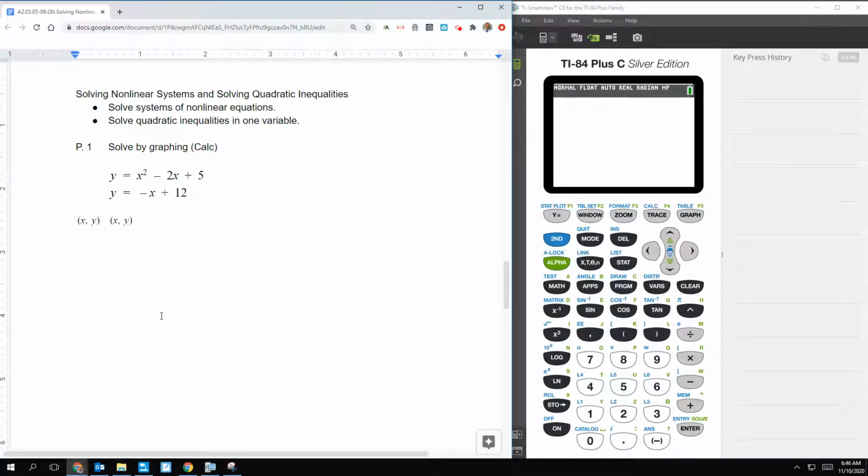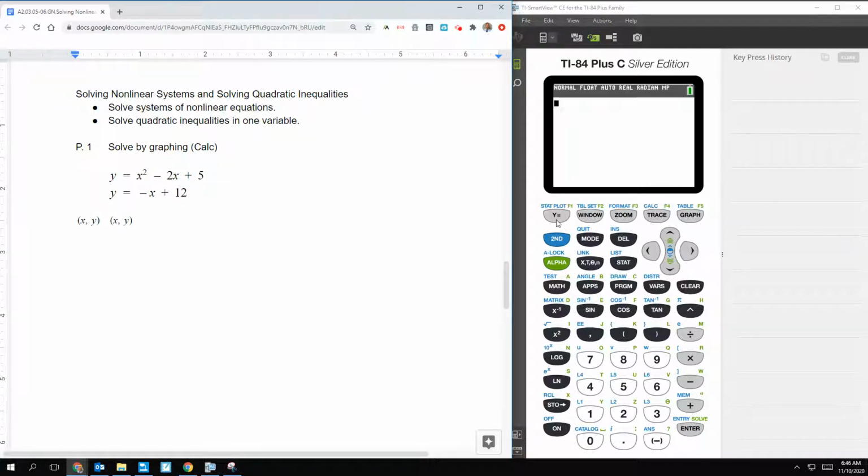We are talking about solving linear systems and solving quadratic inequalities. And in this example, we want to solve systems of nonlinear equations. Solve by graphing, so use our calculator. We have a parabola, y equals x squared minus 2x plus 5, and then we have a line, which is y equals negative x plus 12.